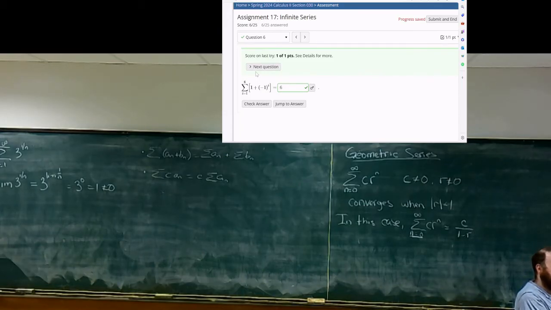Right? How'd you know to stop at 4? What do you mean? Stop at 4. Oh, you just went 1, 2, 3, 4, 5 to 6. Yes, because i goes from 1 to 6. Okay. Right, so you just sum up those terms. Okay.